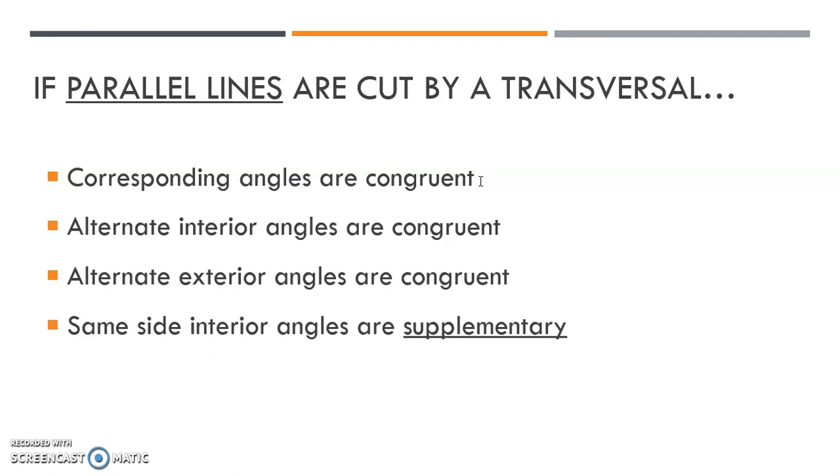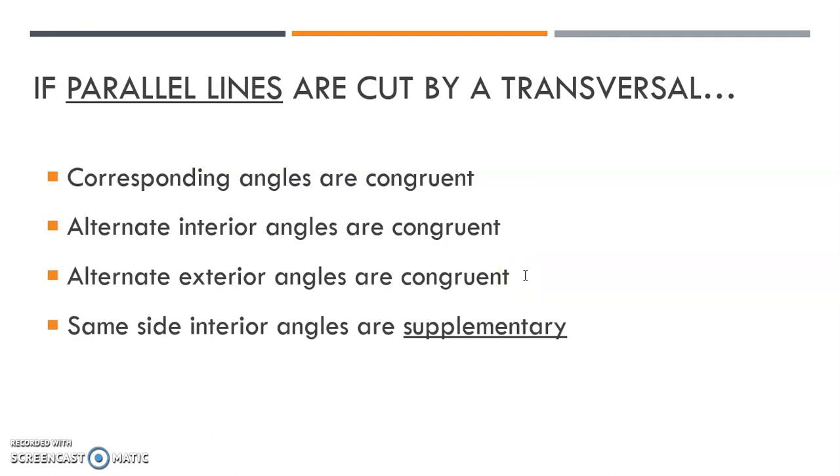The next theorem is the alternate interior angles theorem. It says if parallel lines are cut by a transversal, then alternate interior angles are, you guessed it, congruent. The alternate exterior angles theorem says if, again, parallel lines, and it's really important to know it's parallel lines, are cut by a transversal, then alternate exterior angles are also congruent.